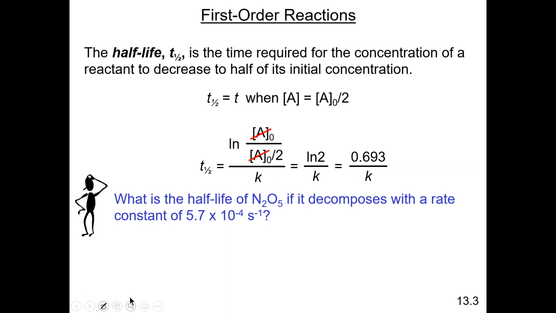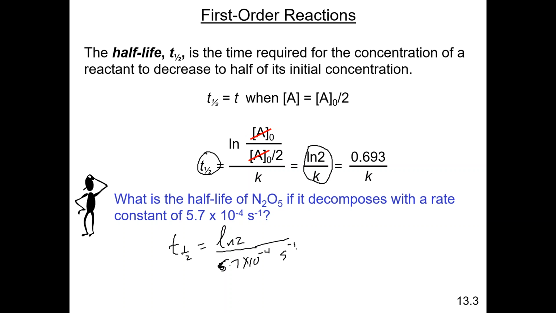So basically, it's the direct application of this relationship right here. The half-life is equal to ln2 over k. So basically, all we have to do is plug in the numbers. Half-life is equal to ln2 over 5.7 times 10 to the minus 4 s to the minus 1. So let me do that here. 2 natural log divided by 5.7 times 10 to the minus 4.